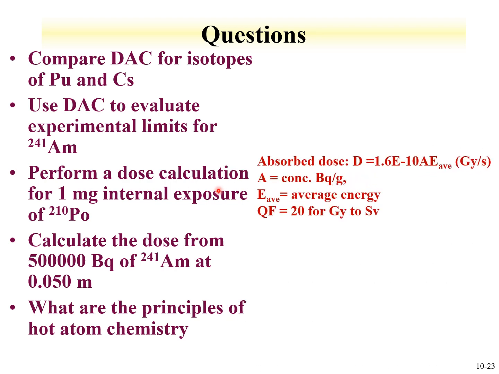If, for instance, there was a 1 milligram internal exposure of polonium-210, the absorbed dose is shown here from this equation. We have a constant, where we have the concentration in becquerels per gram times some sort of average energy. For this work, we could talk about the absorbed dose. You'd have to put in a mass that it would be absorbed to.